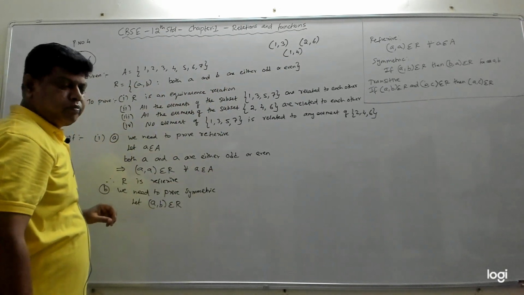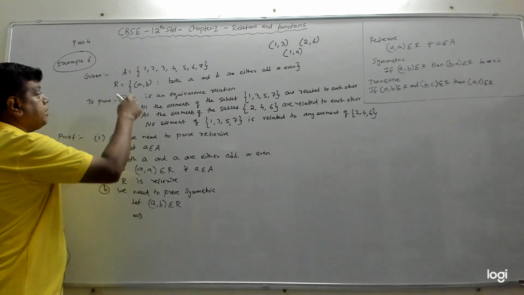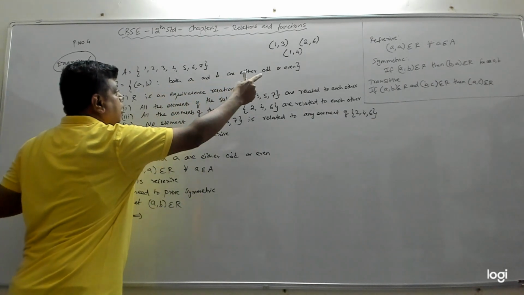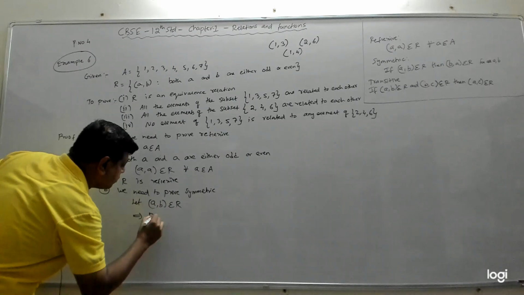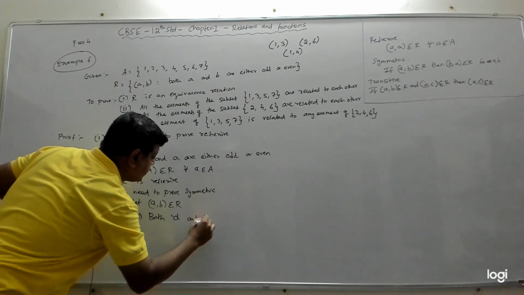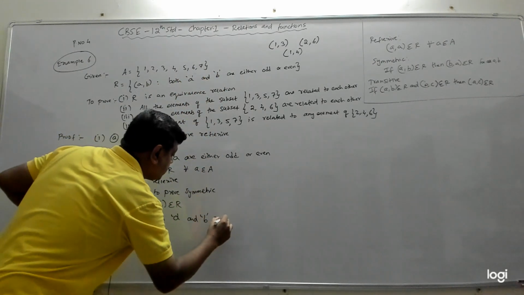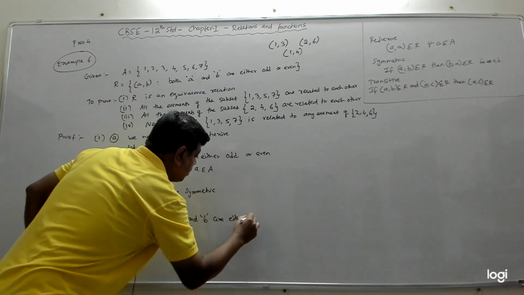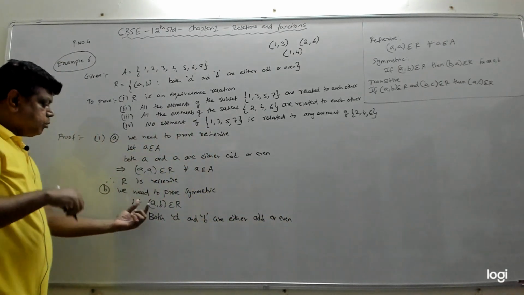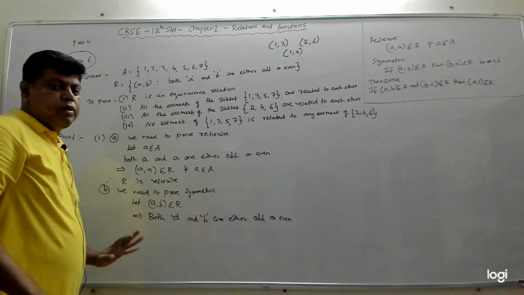So if I take an element from R, what does this mean? Any element that is present in R will satisfy this condition, which means both a and b are either odd or even. I can write that. Both a and b are either odd or even. Which means both a and b are odd or both are even. One cannot be odd and the other even.